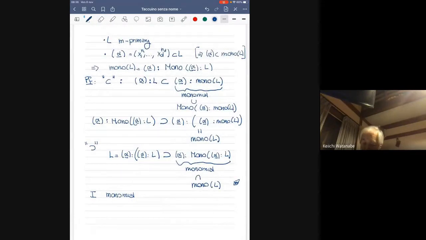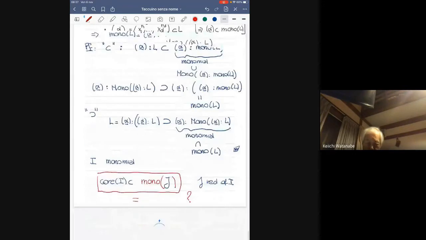So first of all, let me notice that if I take J, any reduction of I, we always have, obviously by definition, that the core of I is contained in J. But the core is a monomial ideal, so the core must be contained in the mono of J. Okay? So we always have this containment. And the question is, when is this an equality?